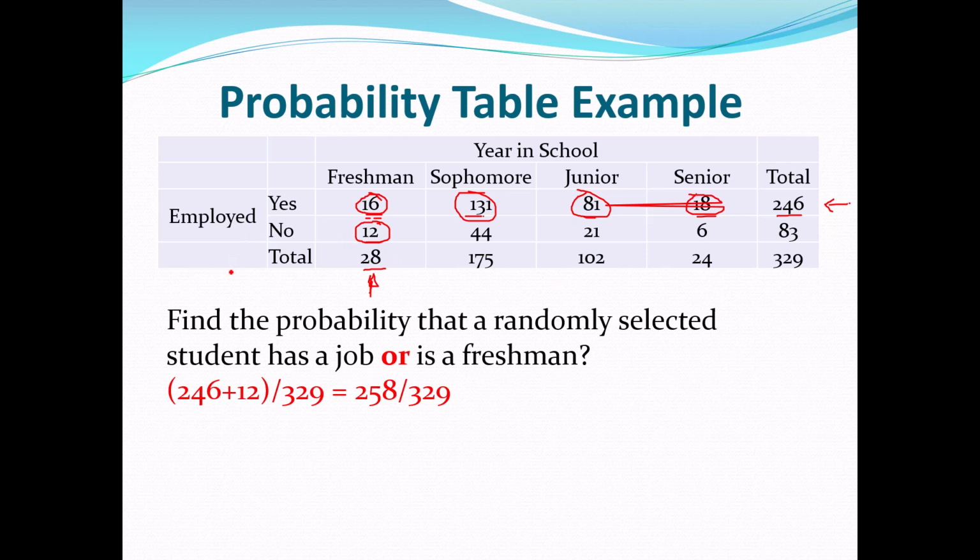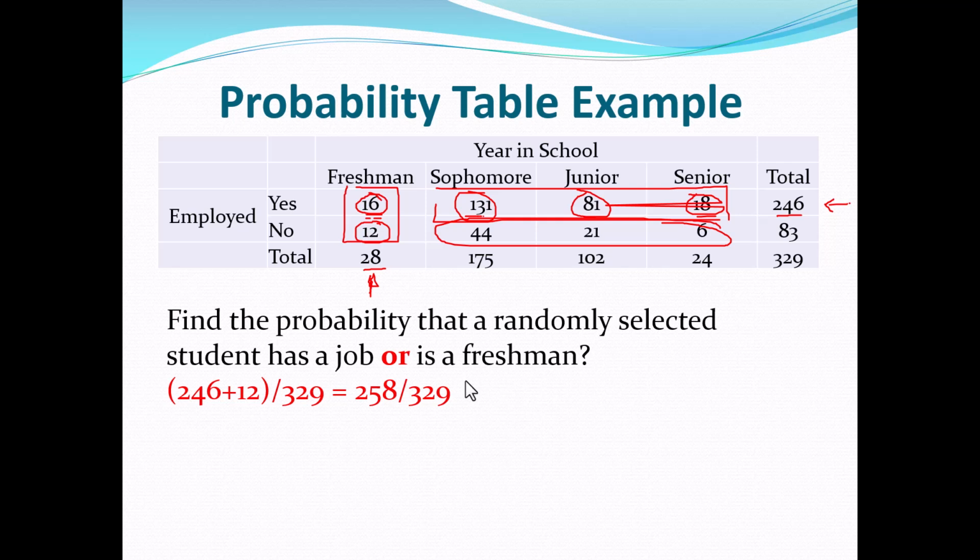Now you could, if you wanted, rather than do the math this way, I'm going to give you a couple options here. You could take these 28, which would be these guys, and then add these folks. You could take all the freshmen and add the yeses that are not freshmen, the 131, the 81, and the 18. You're going to get the same number. You could, if you really wanted to be weird, take these three things here, which aren't part of it, and subtract them from 329 and get the same 258.